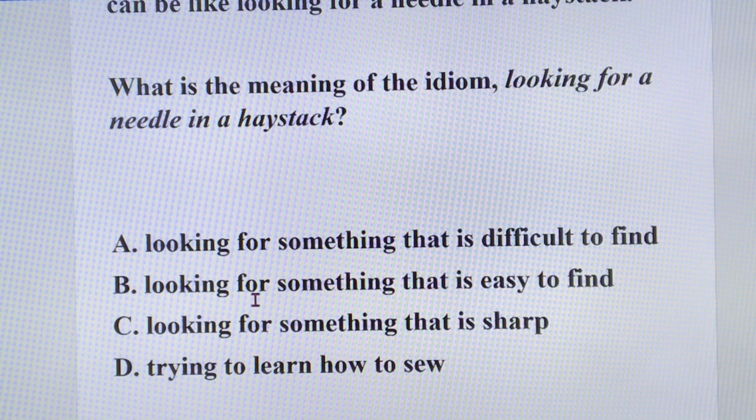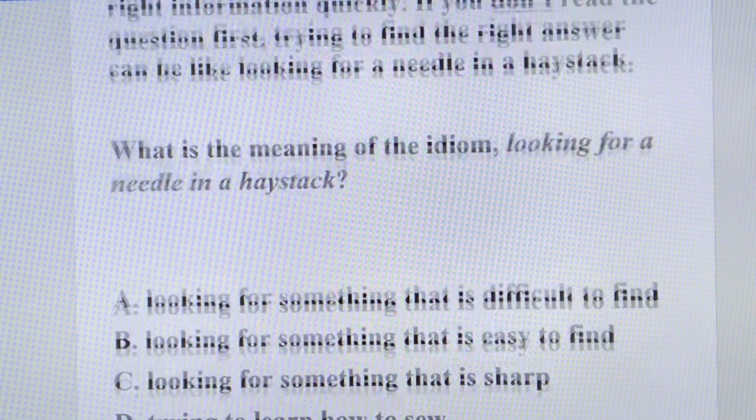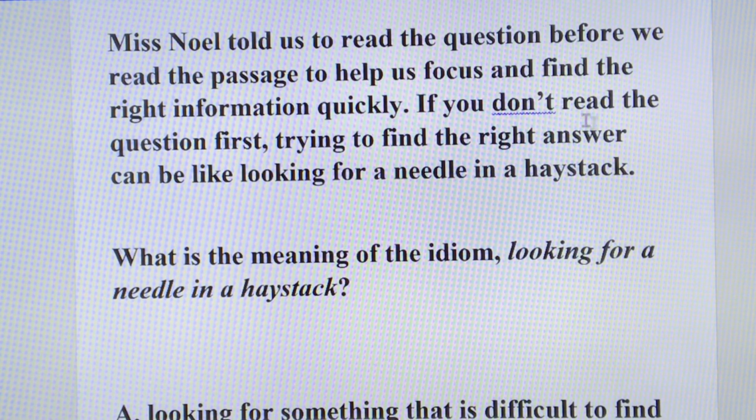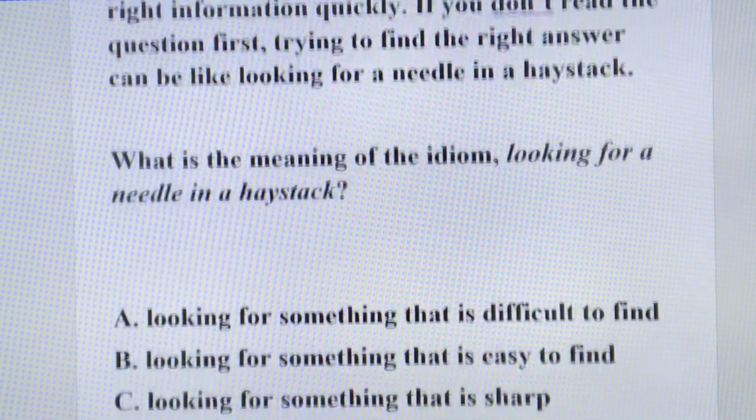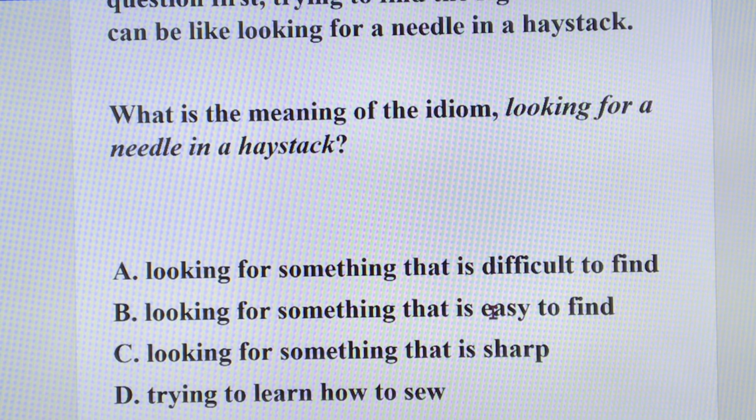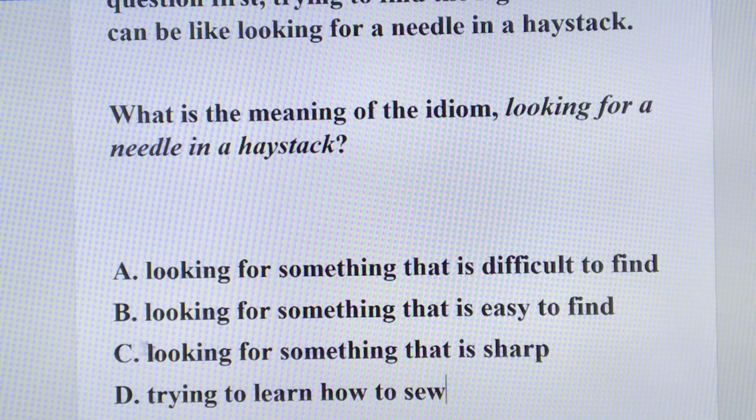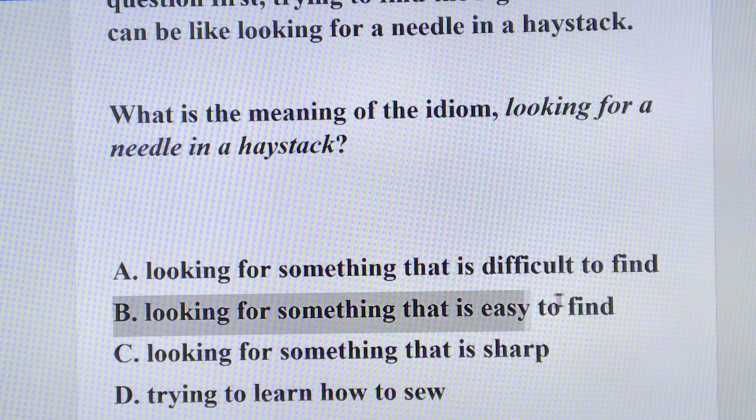Choice B says looking for something that is easy to find. Well, again, we have to go back to the context. I had said that if you don't read the question first, then trying to find the right answer can be like looking for a needle in a haystack. I'm saying that if you don't read the question first, it's going to be really hard to find the answer. And so choice B is actually saying the opposite of what is true. And so for that reason, I'm going to go ahead and eliminate choice B.